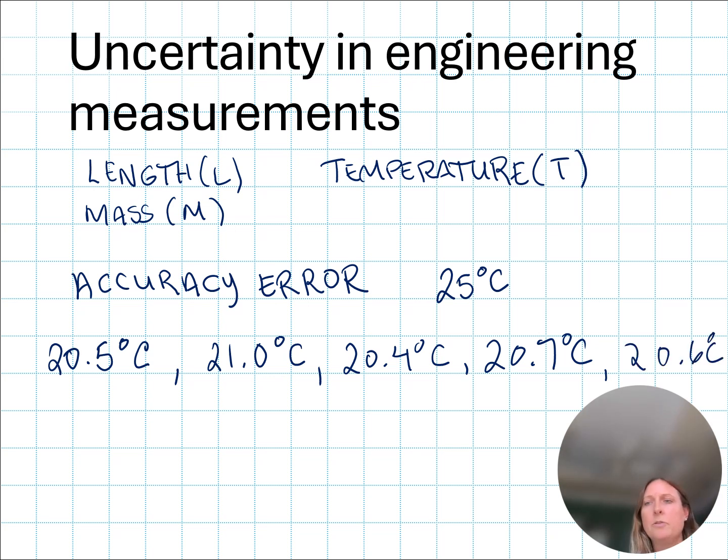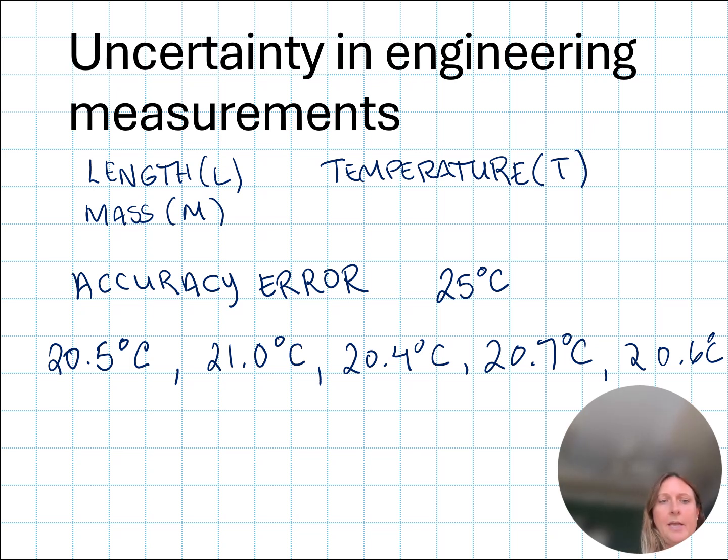20.6 degrees C. So this device is giving me a pretty similar answer time after time, within about a half a degree or so of each other, right? But the problem is that all of them are a little bit different from the true fluid temperature, which is 25 degrees C. So this is happening because my device has poor accuracy. And an error like this can be addressed, right? I can go and calibrate my thermometer to be more accurate.